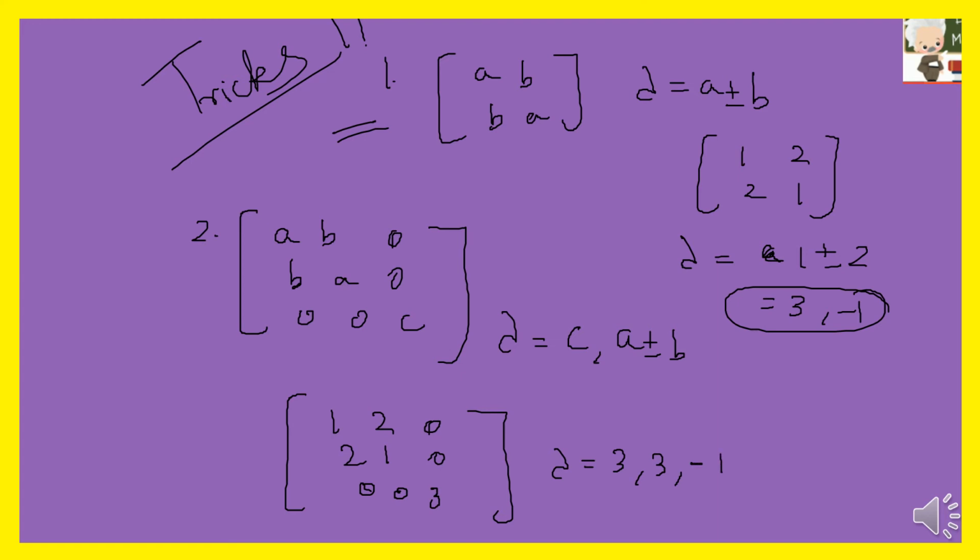Hope you got the trick. If you are not sure with this, you can make sure by doing the trick which I said sometime before, but still you'll be getting the same answer. If you are able to detect a matrix in your question paper something similar to this, you can just close your eyes and write your eigenvalues as C comma A plus or minus B.